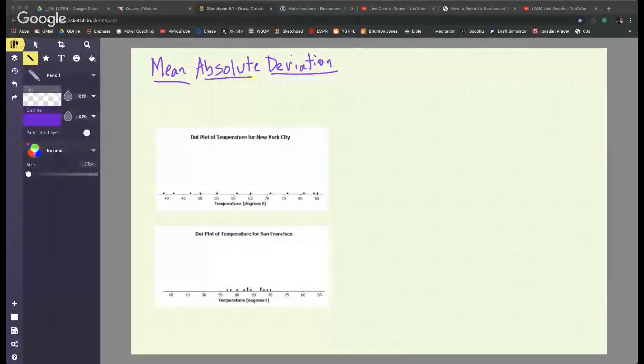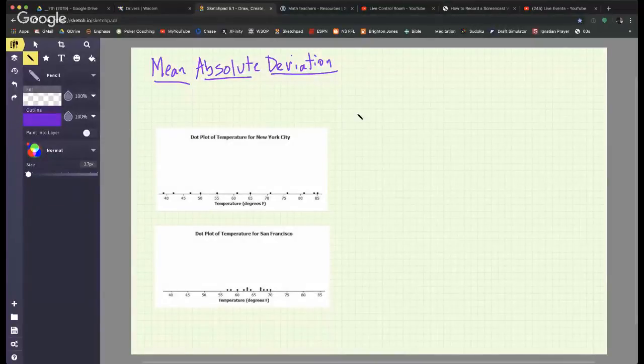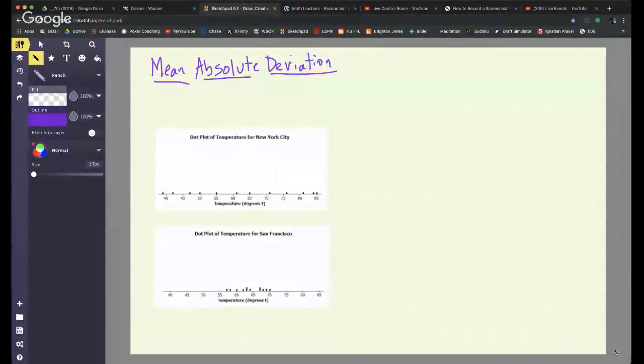I am teaching 6M6 lesson 8 and 9, mean absolute deviation from Engage New York and Eureka Math. So we're going to learn today about the importance of a mean absolute deviation, exactly what it means and how you calculate it. Okay, so we are going to be talking about mean absolute deviation.